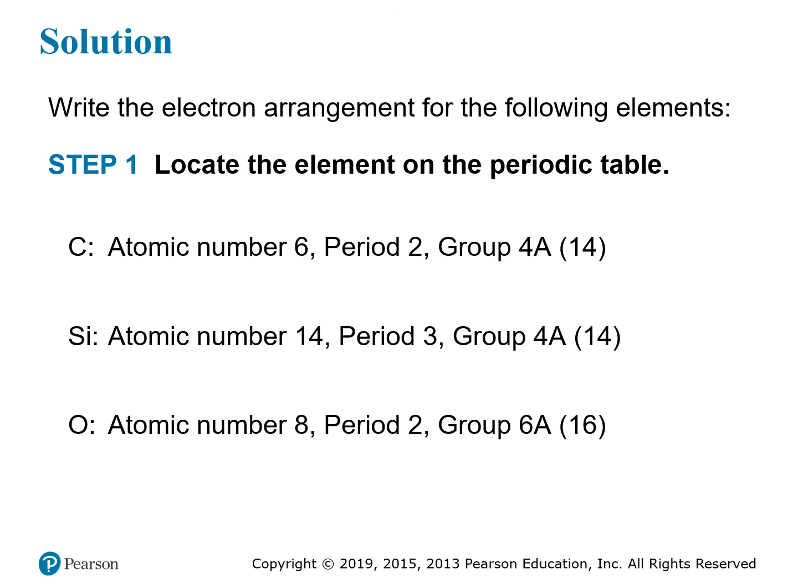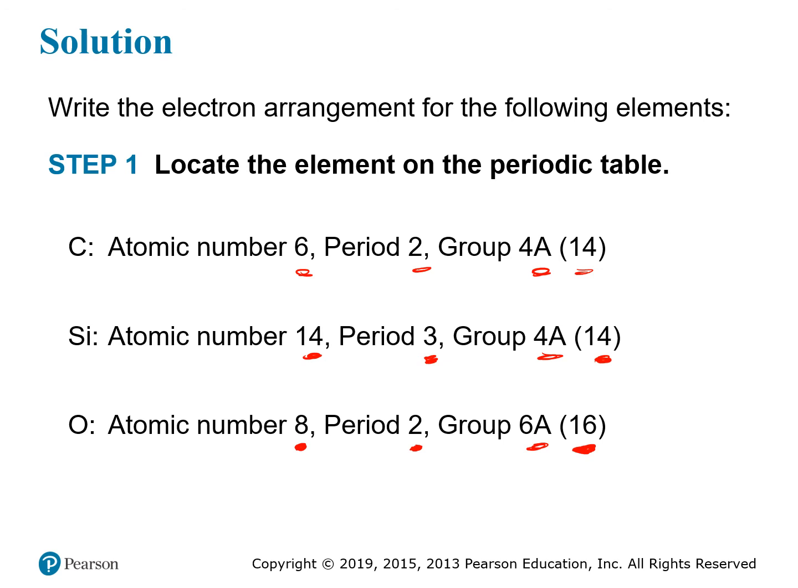Carbon is atomic number 6. It's in period 2, group 4A, which is group 14, the 14th column from the left in the new numbering system. Silicon is actually right below it because it's also in group 14 or 4A. It's in the 3rd period, so it's in the row right below carbon, and its atomic number is 14. Oxygen is in the same row as carbon, but it's 2 columns later. It's in column 16, or group 6A. And oxygen has an atomic number of 8.